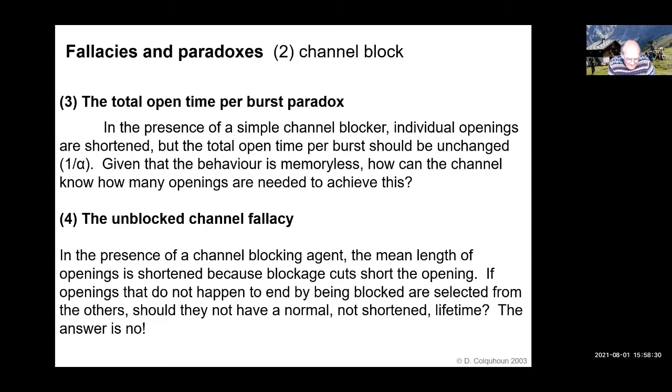It's because, for length bias sampling reasons again, if an opening happens to be a long one, then it is more likely that the channel blocker will pop in and cut it short. If the channel opening happens to be a short one, it's unlikely that it will be cut short by a blocker because the blocker hasn't got so long to get in. So it so works out very elegantly that a channel which ends its opening by being blocked will be shorter than usual by exactly the same amount as the channel which just shuts without ever being blocked.